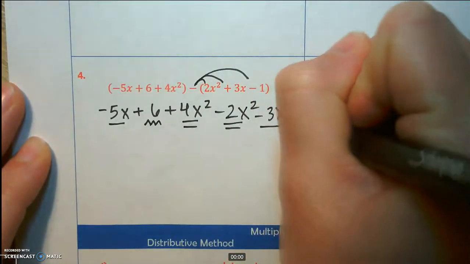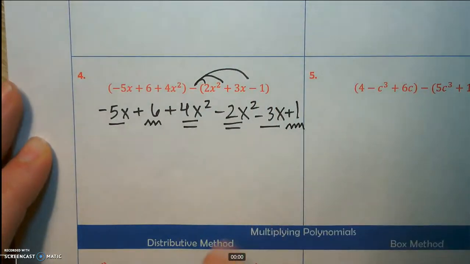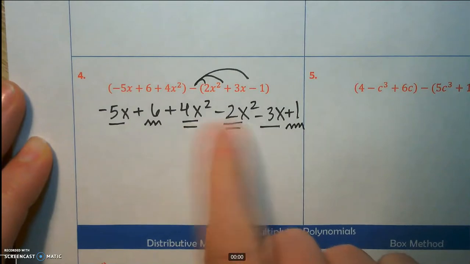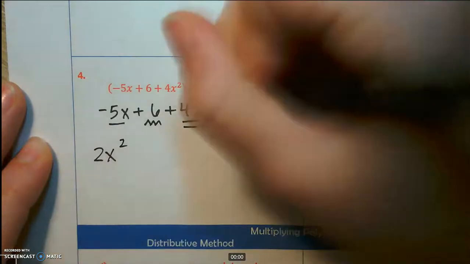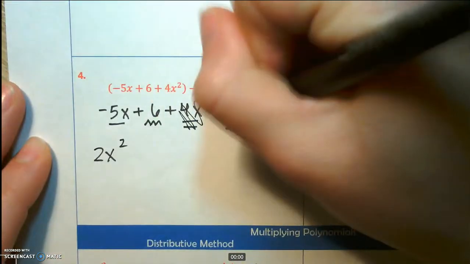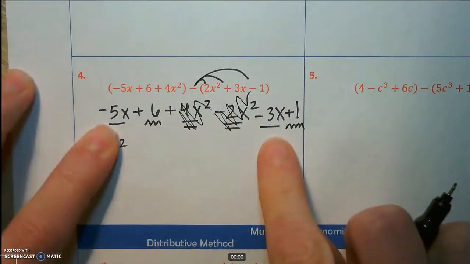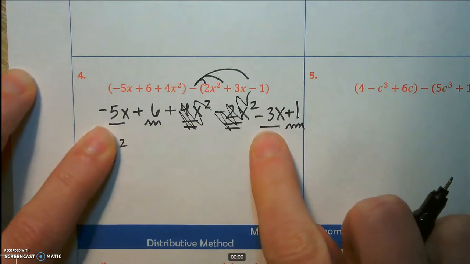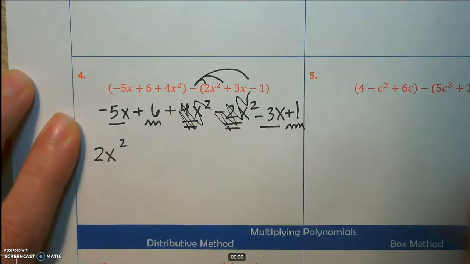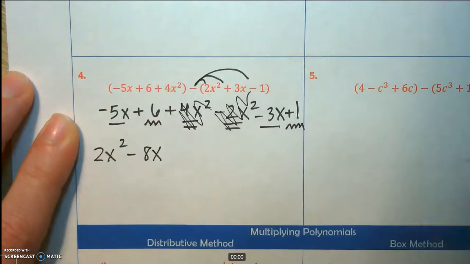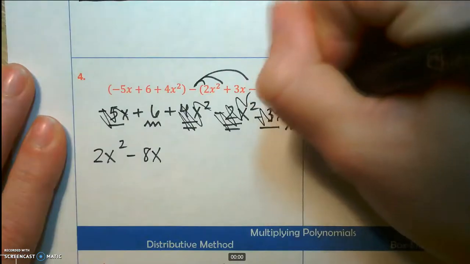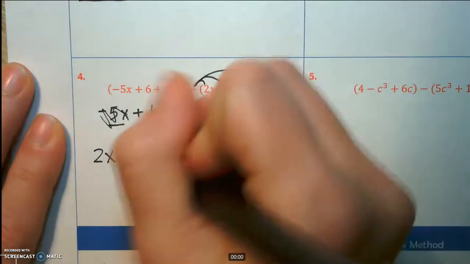And last but not least, starting with the highest power, 4 minus 2 will leave us with 2x squared. We have a negative 5 minus 3. That'll give us a negative 8x. And last but not least, a positive 6 and a positive 1.